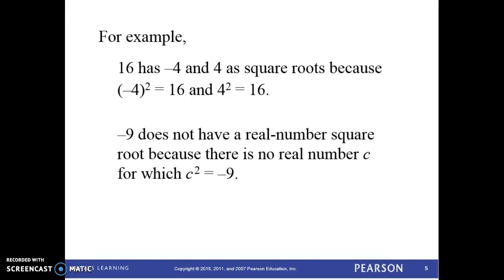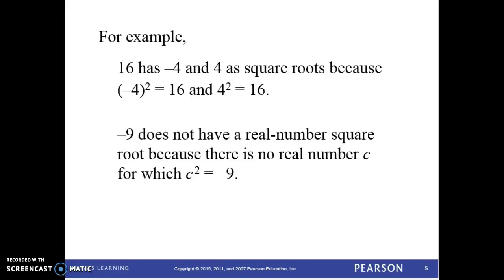So this is just an example. They're showing you 16 here. 16 has both negative 4 and 4 as the square roots because we can take either one of those and multiply them by themselves to get 16. And they use the negative 9 as an example. We cannot take the square root of negative 9 and get a real number. Again, we're going to be able to deal with that, but just not yet.